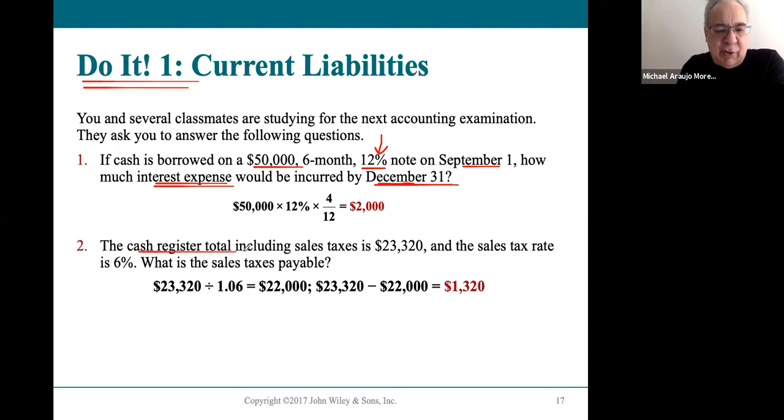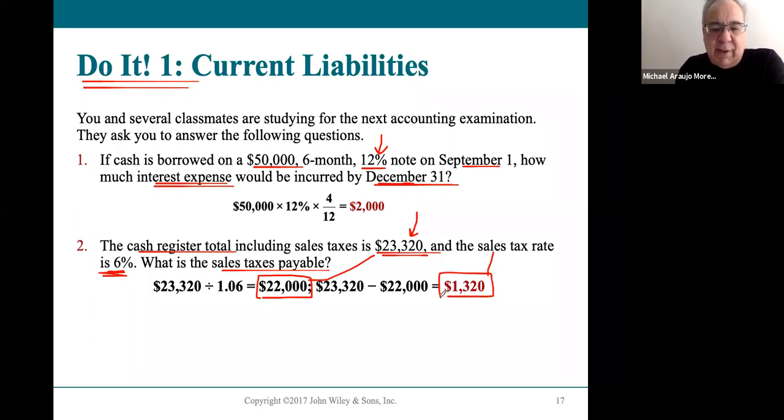Here we have the cash receipt is $23,320. That's total. And the sales tax rate is 6%. So how much of this $23,320 is revenue? How much of it is tax? Well, you simply take the total and divide by 1.06. In this case, right? Whatever the rate is, it's 1.0 whatever the rate. So $22,000 of that is the actual revenue. The difference, which is $1,320, is the actual sales tax.